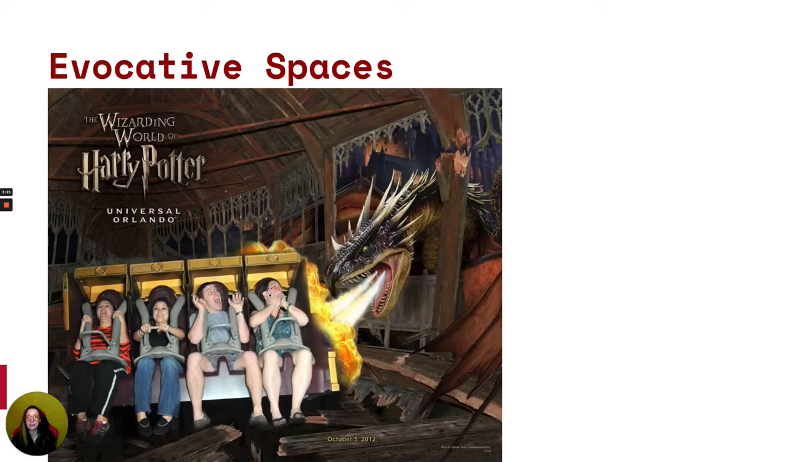A storyteller made this. Just because it's not a linear plot doesn't mean it doesn't have a story. So the people who created this ride in the Wizarding World of Harry Potter had to think about how this ride would evoke the idea of the story of Harry Potter. So evocative spaces evoke sort of a feeling of the story.